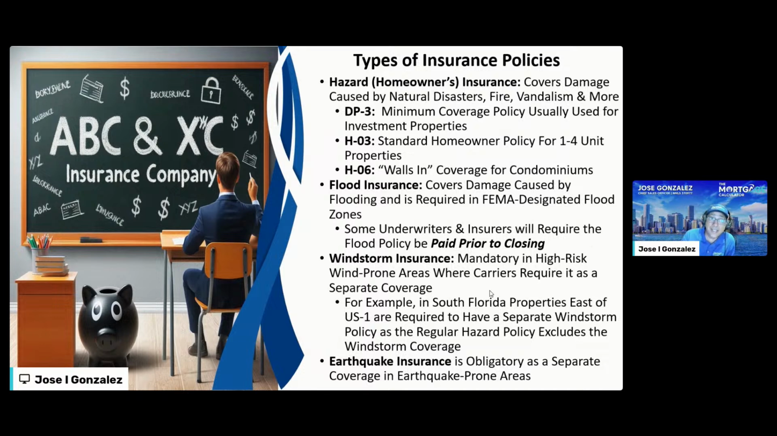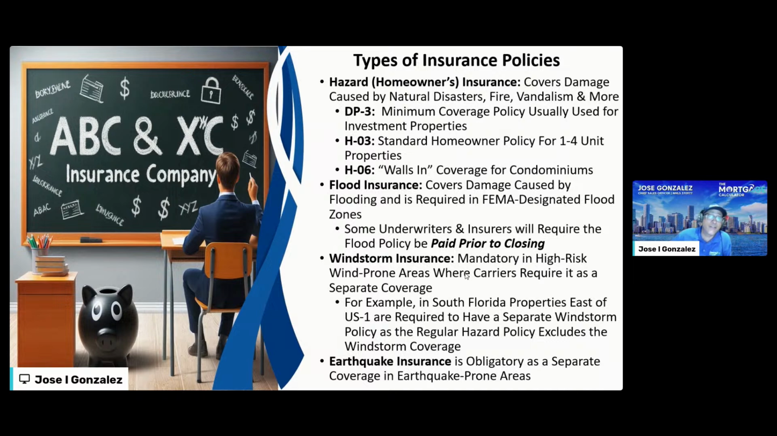The HO6, commonly referred to as walls in coverage, is for condominiums where the condominium association's insurance coverage covers the exterior of the building, the walls and all the structural stuff, and the interior coverage of like kitchen cabinets, interior walls, flooring, as well as liability insurance. Like if you get a leak and it leaks down 4 floors, damages a bunch of apartments, that would be covered by liability insurance.